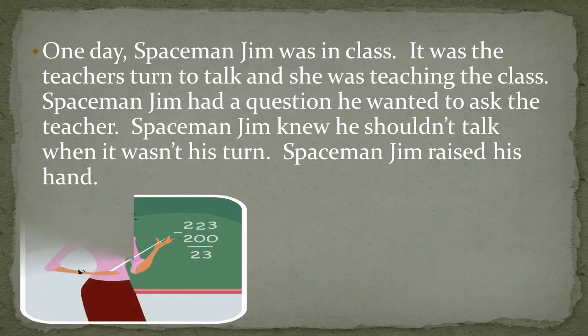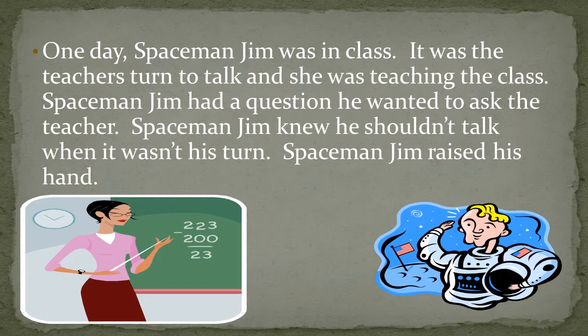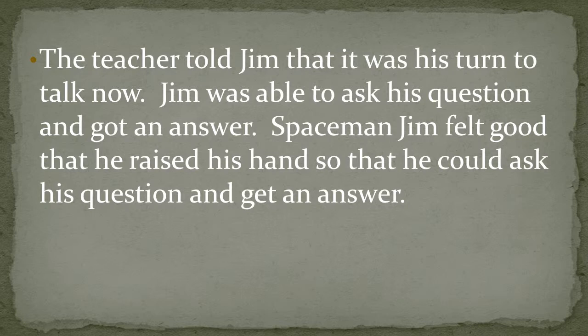One day, Spaceman Jim was in class. It was the teacher's turn to talk, and she was teaching the class. Spaceman Jim had a question he wanted to ask the teacher. Spaceman Jim knew he shouldn't talk when it wasn't his turn. Spaceman Jim raised his hand. The teacher told Jim that it was now his turn to talk. Jim was able to ask his question and got an answer.